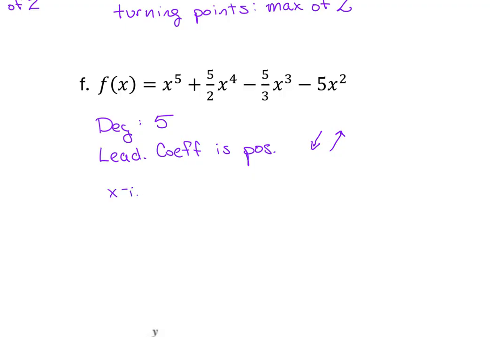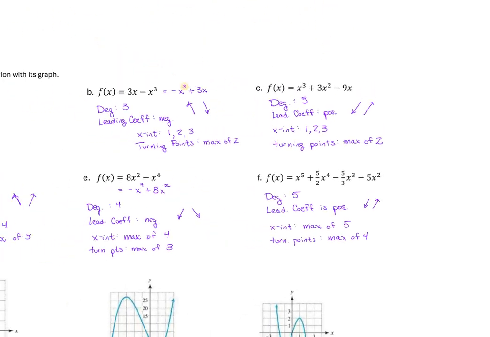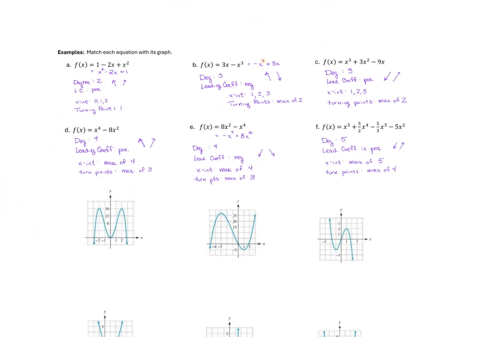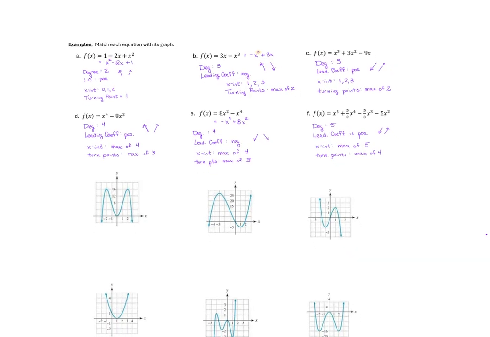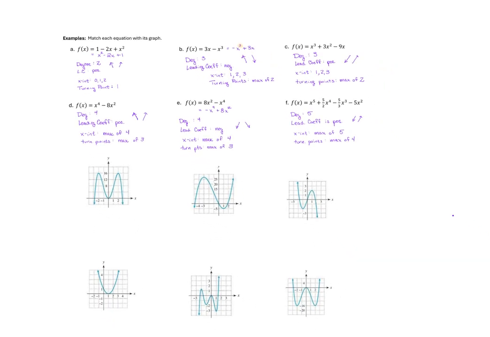For our x-intercepts, we have a maximum of 5. Because it is a degree 5 polynomial, we can have at most 5 x-intercepts. And turning points, we subtract 1 from the degree, and we get a maximum of 4 turning points. All right, so now that we have all of that information there, we can go ahead and identify each one of these graphs.